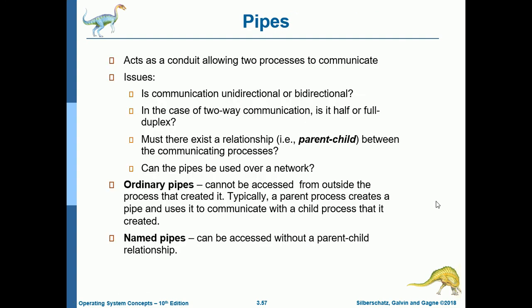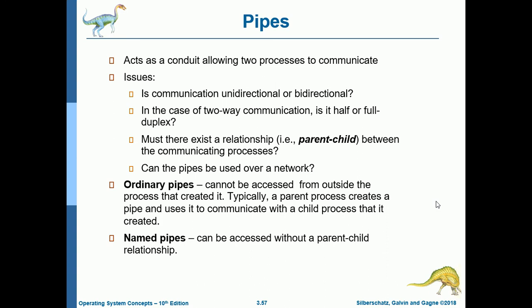Okay, next we have pipes. A pipe acts as a conduit allowing two processes to communicate. The issues for pipes: is communication unidirectional or bidirectional? So, one-way or two-way? In the case of two-way communication, is it half or full duplex? Half duplex two-way communication means that you cannot, for example, send messages at the same time.